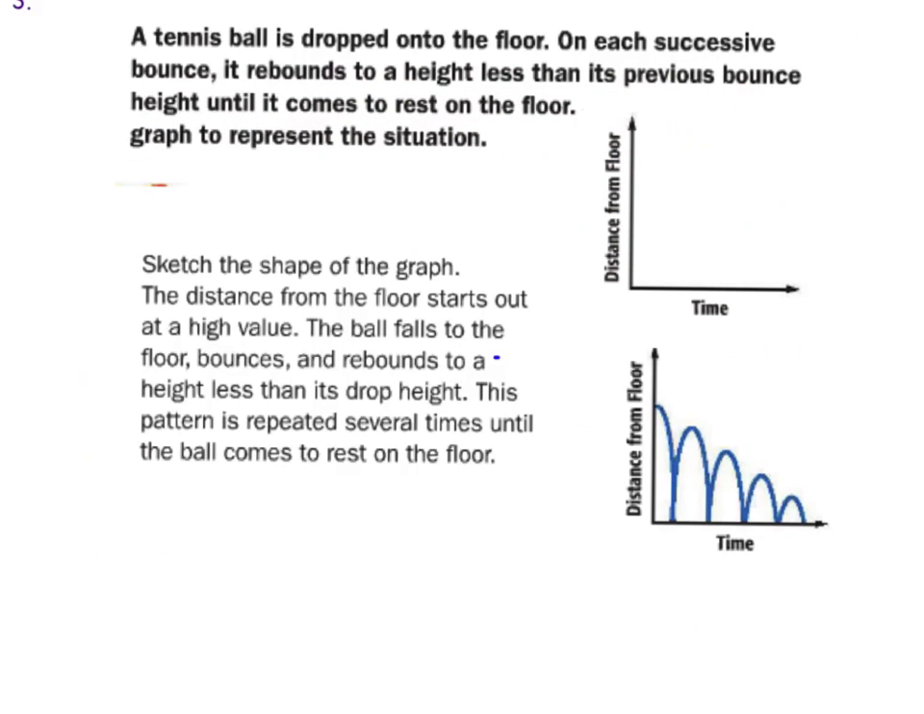Okay, so this is one example of what you might have drawn. The distance from the floor starts out at a high value and it falls to the floor, so not at a constant rate. Then it bounces up to a height that's a little bit less and back down, and a little bit less and back down, and a little bit less every time.